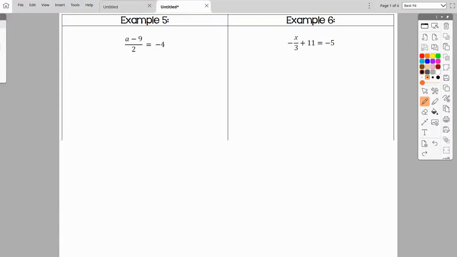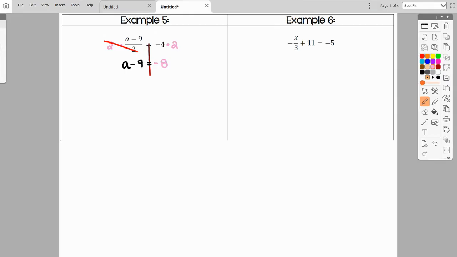In example number 5, we have a minus 9 all over 2 equaling to a negative 4. What we're going to do here first is get rid of the all over 2. Since it's division, the opposite is multiplication. What I do to one side, I must do to the other. So that's why I'm timesing 2 on each side. It cancels out on the left side with the division of 2, and it leaves me with the numerator of a minus 9. I have to equal it to what the result is on the right side, which is negative 4 times 2, a negative 8.